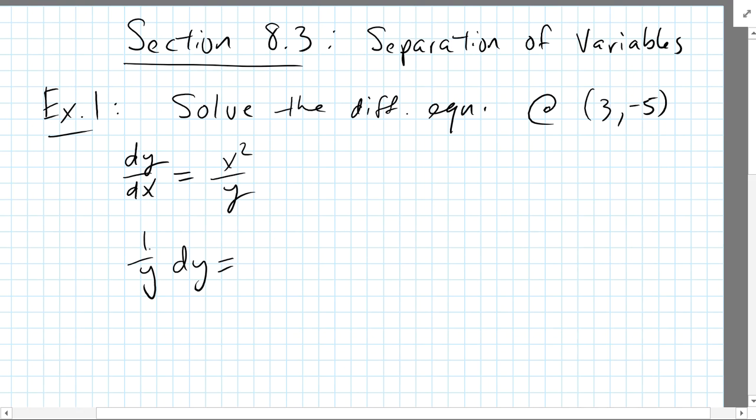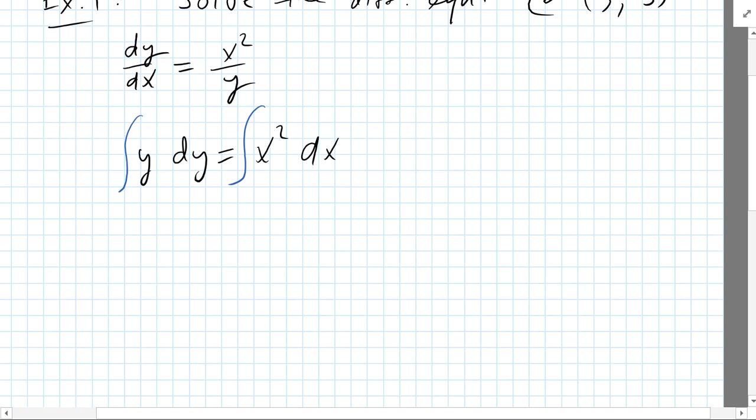Okay, so it's going to be y dy equals x squared dx, yes? And then what do we do to each side to solve? We integrate. And what is the integral of y? Y squared over 2. Don't do a plus c.